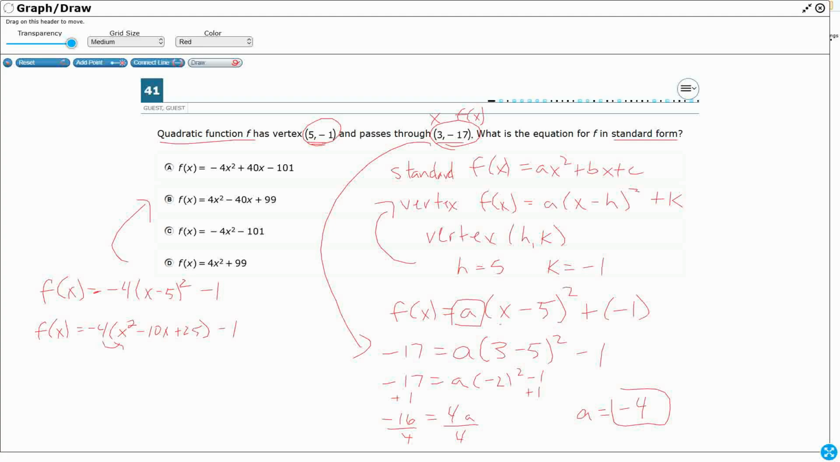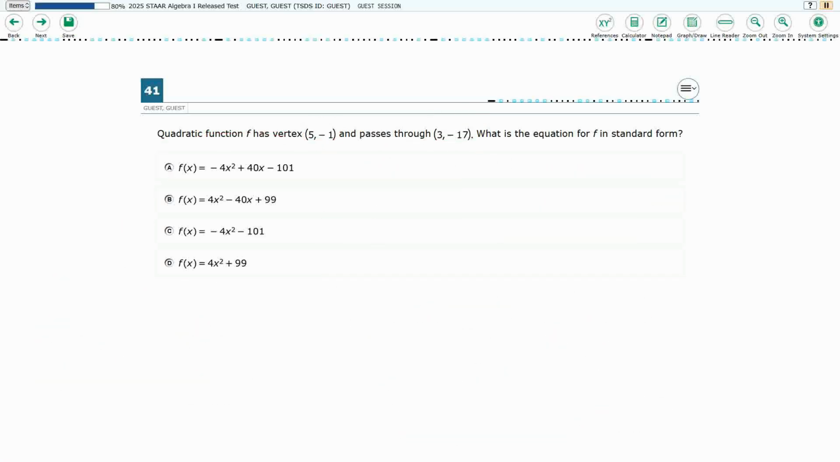I need to distribute that -4 to all three terms. So let's do that. -4x squared. -4 times -10 is going to get me a +40x. -4 times that +25 is going to get me a -100. And then I've got that -1. So let's just make that a -101. And we say our answer here is A. So all that work is going to get us our answer of A.